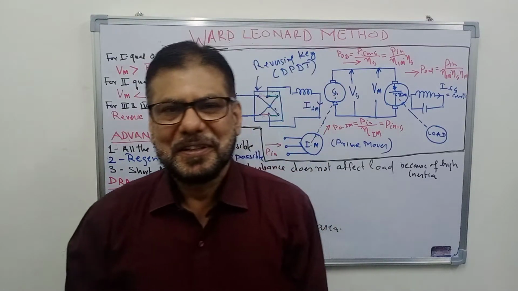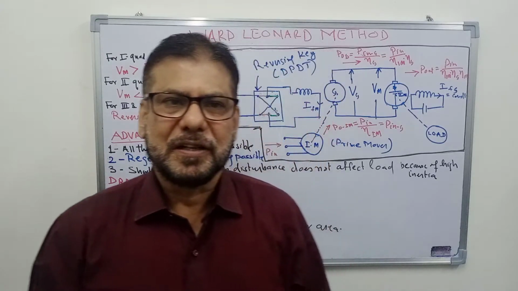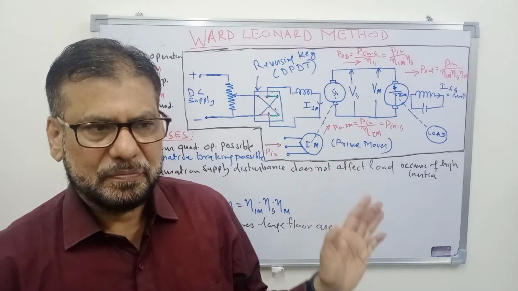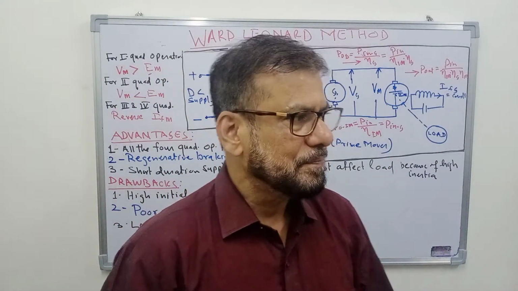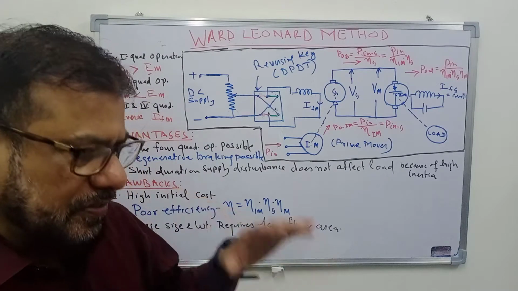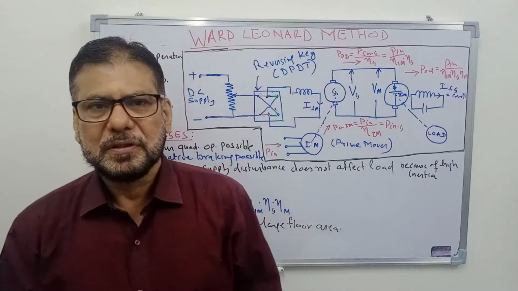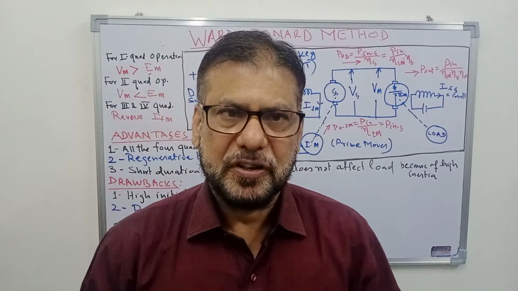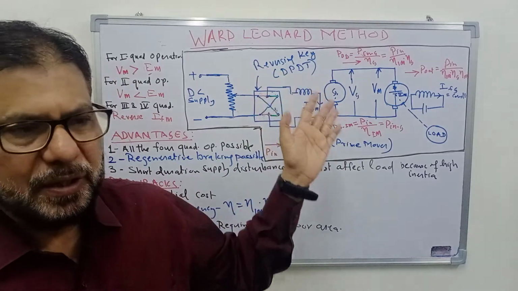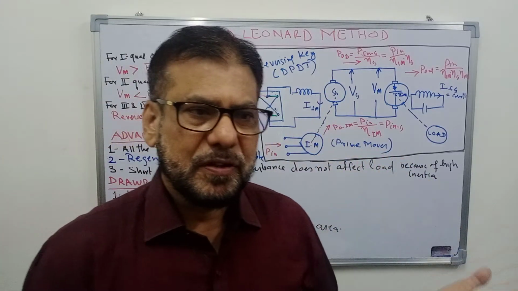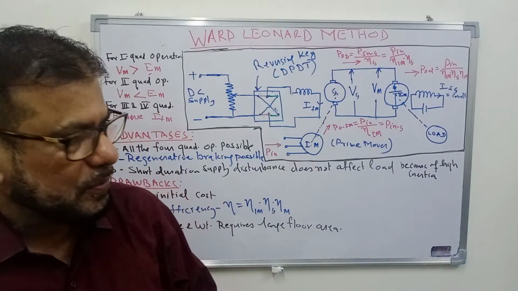Hello students. In today's lecture, we shall learn one method of speed control, that is Ward-Leonard method. Ward-Leonard scheme. We have discussed earlier that there are basically three methods of speed control: armature voltage control, field control, and armature resistance control. So this scheme is actually implementation of armature voltage control. That is the most commonly used method of speed control.